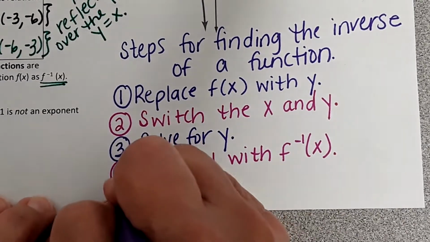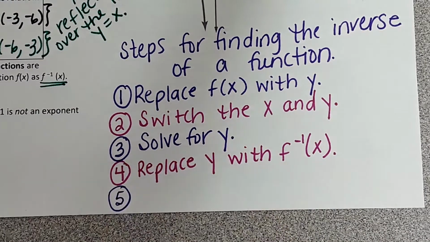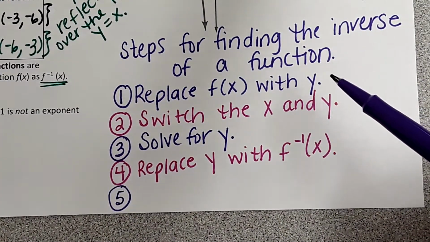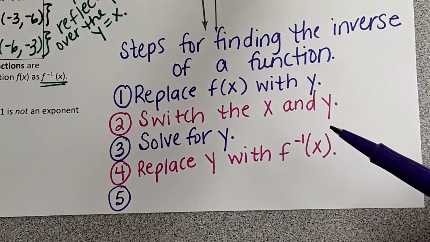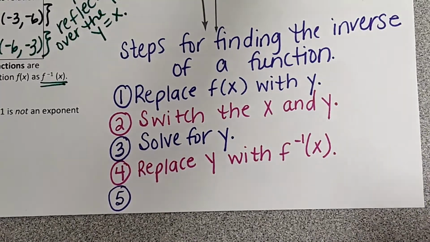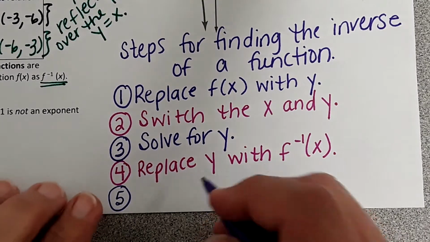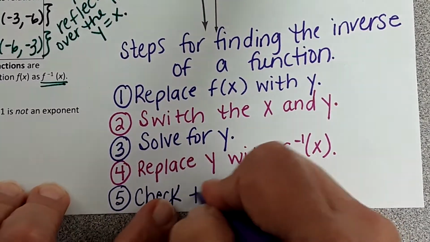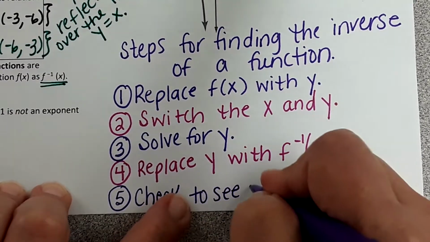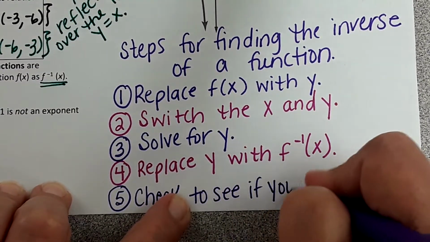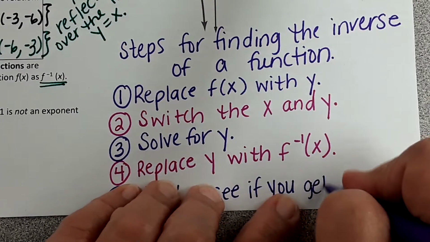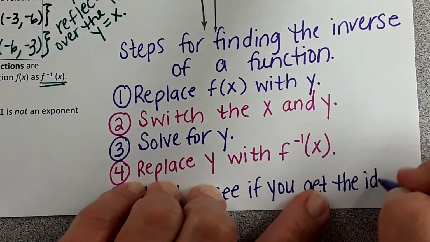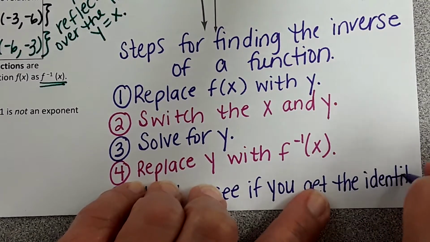And then the last thing that we're going to do, so we actually have 2 parts. The first part that we're going to do is we're going to find the inverse. The second part is we're going to check to see if you get the identity. Now, again, you guys, I just want to tell you that there's 2 parts to this, okay?